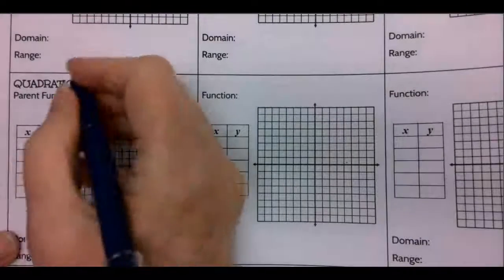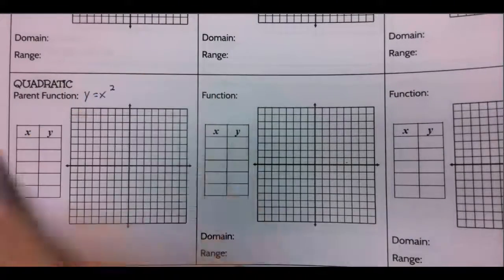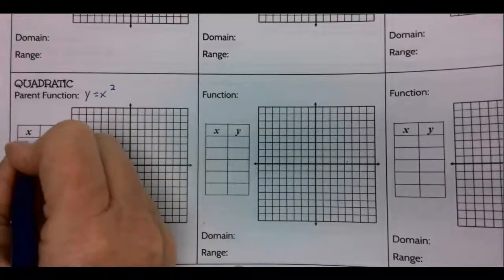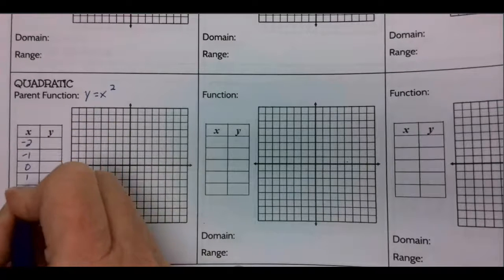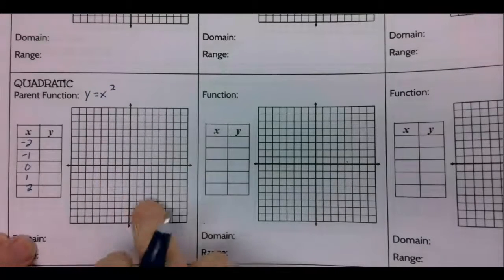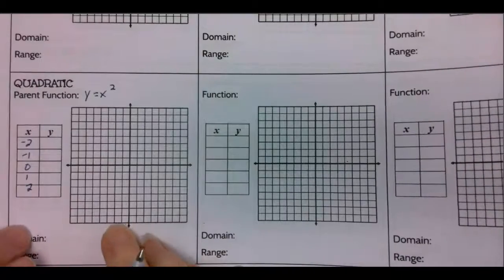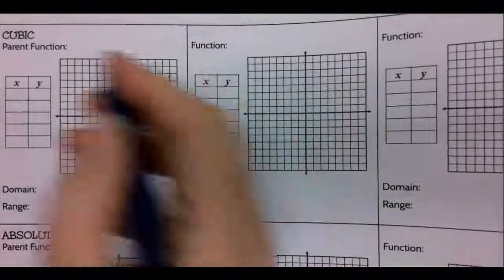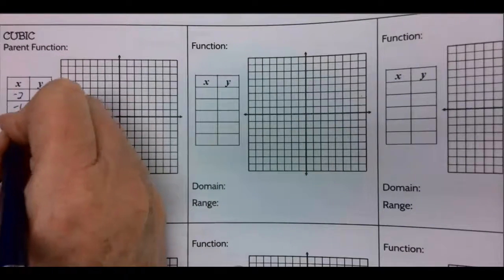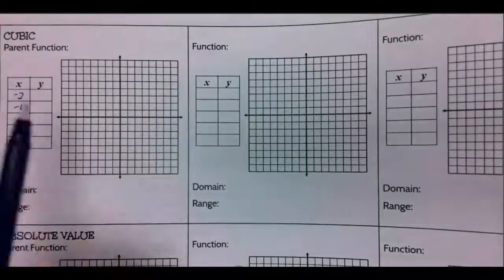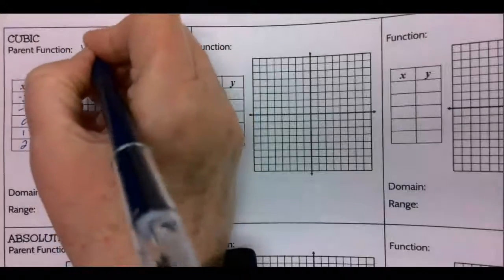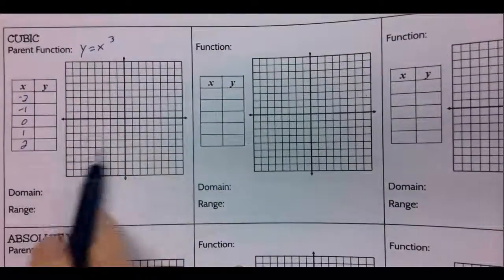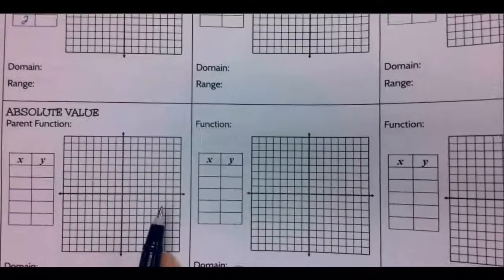Find the y's. Quadratic, y is equal to x squared. Here again, you're going to use -2, -1, 0, 1, and 2. Plot that. You're going to refer to that. These are good notes to have so that you can see what the parent functions are. This will come back again. This whole unit will come back again. Cubics, again, -2, -1, 0, 1, and 2. But that's the parent function, y equals x cubed. And get an idea of what that looks like.